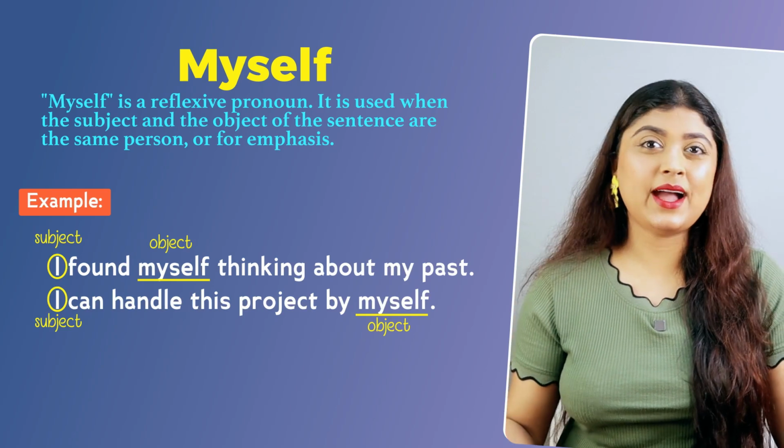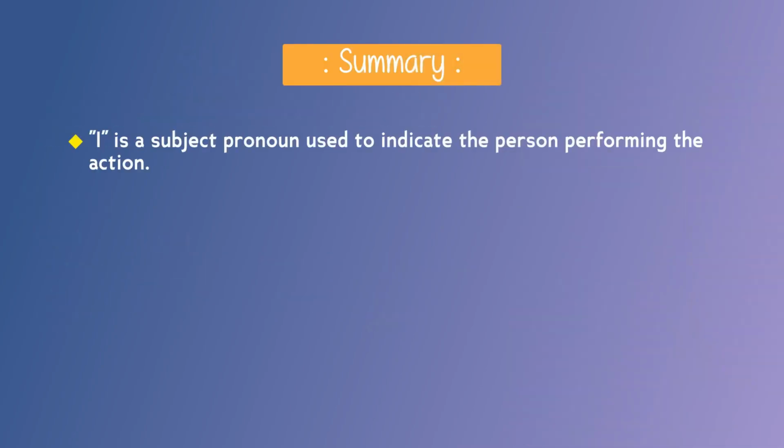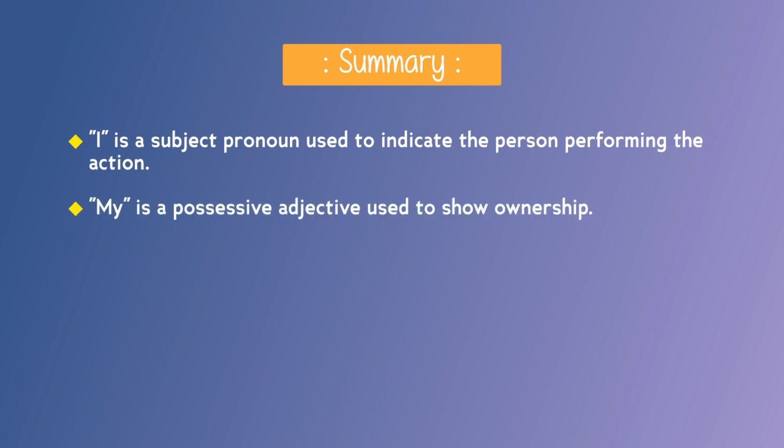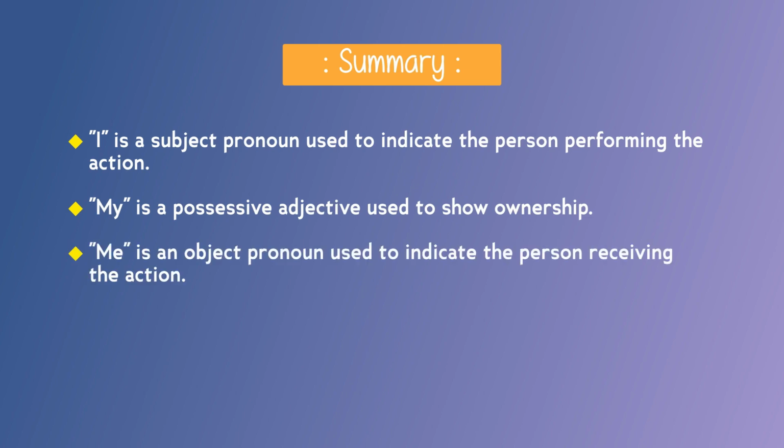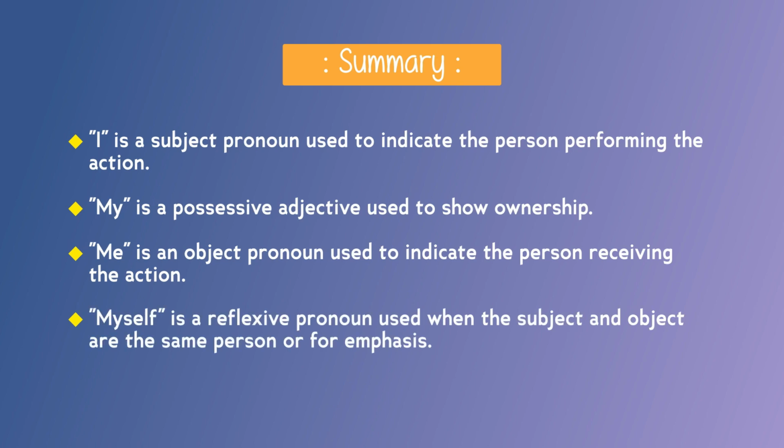Now let's quickly recap what we've learned. I is a subject pronoun used to indicate the person performing the action. My is a possessive adjective used to show ownership. Me is an object pronoun used to indicate the person receiving the action. Myself is a reflexive pronoun used when the subject and object are the same person or for emphasis.